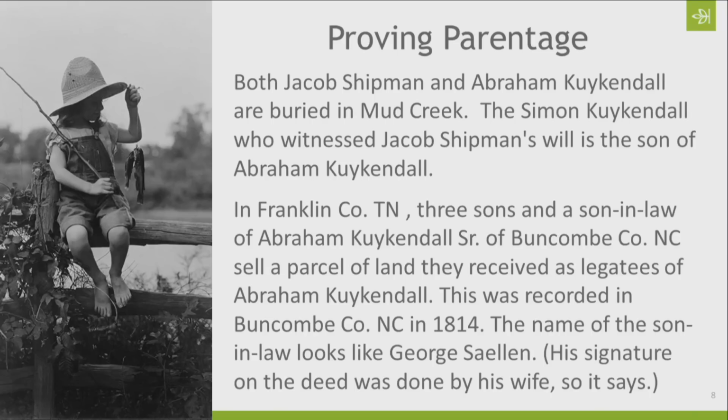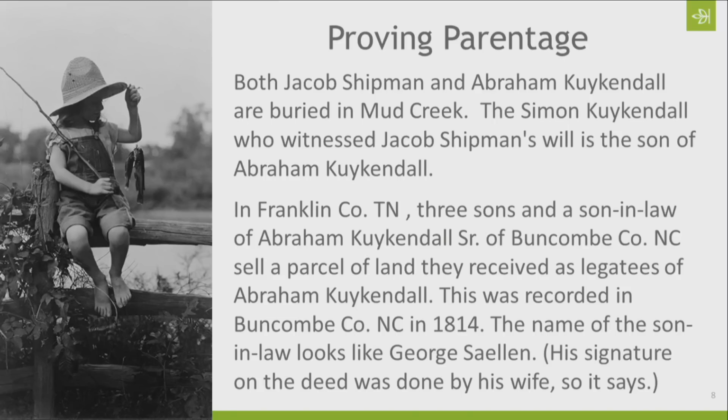Simon Kuykendall, who witnessed Jacob Shipman's will, is the son of Abraham Kuykendall. So again, we've got some connection between these family members. In Franklin County, Tennessee, 3 sons and a son-in-law of Abraham Kuykendall of Buncombe County, North Carolina, sold a parcel of land that they received as legatees of Abraham Kuykendall. It was recorded in 1814, and the name of the son-in-law on that sale was George Sailing.